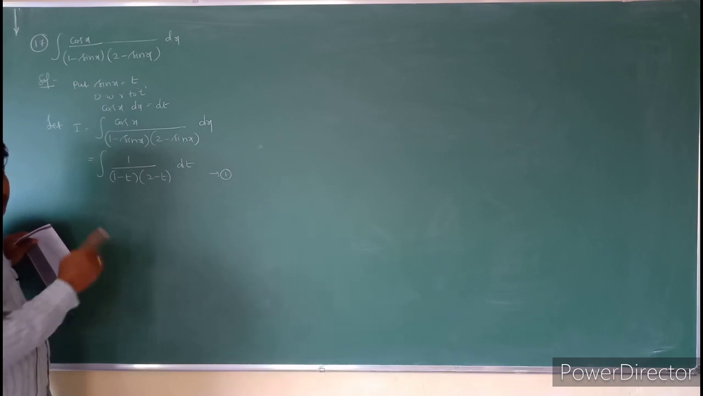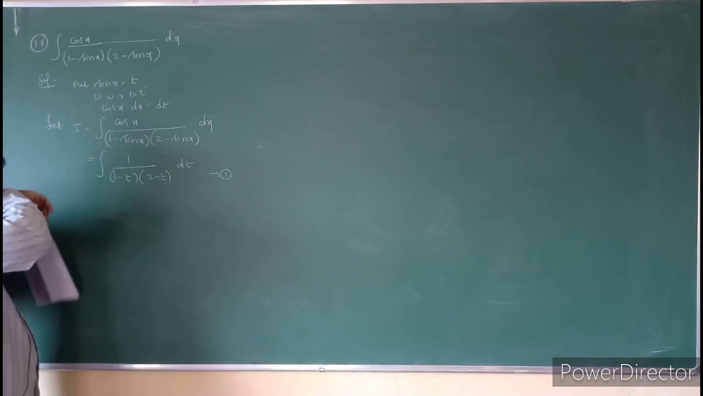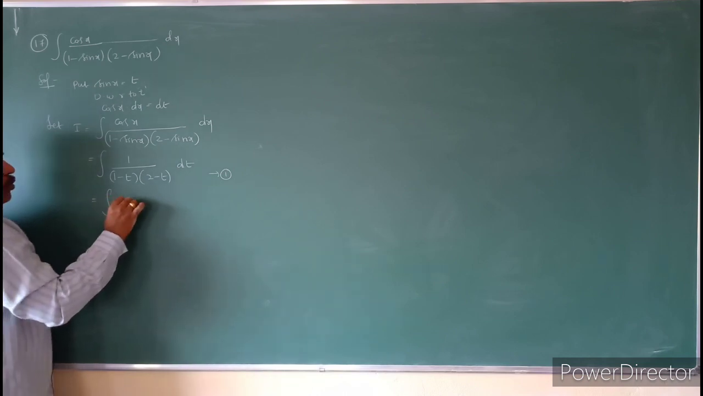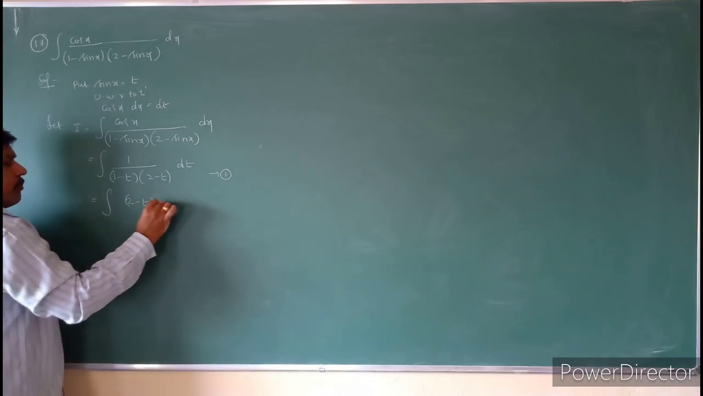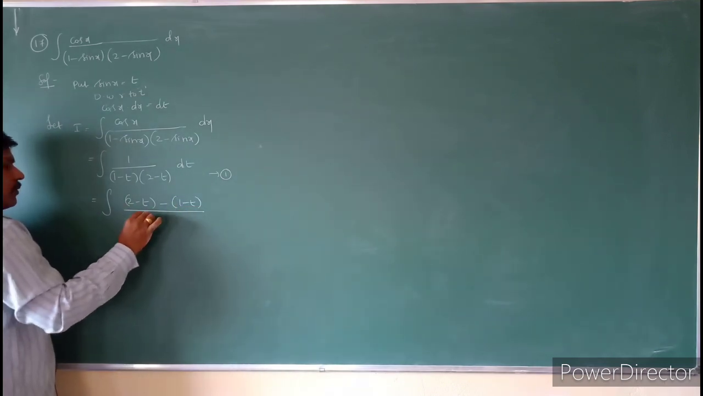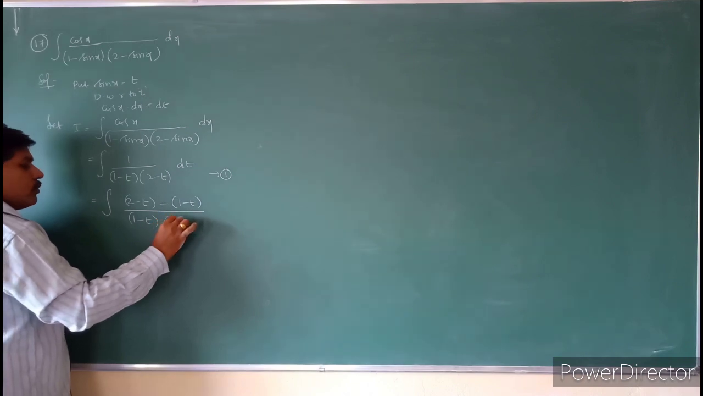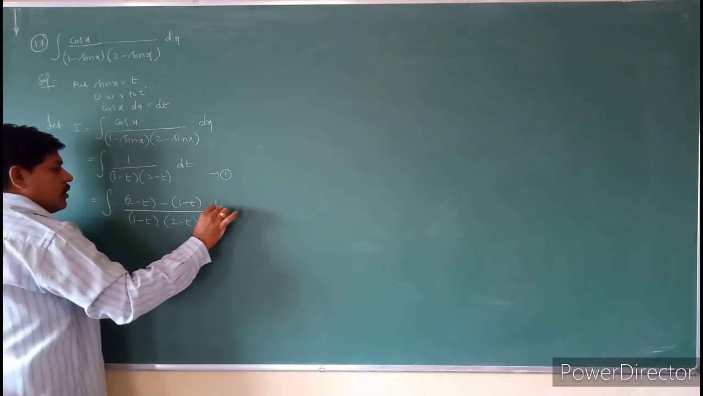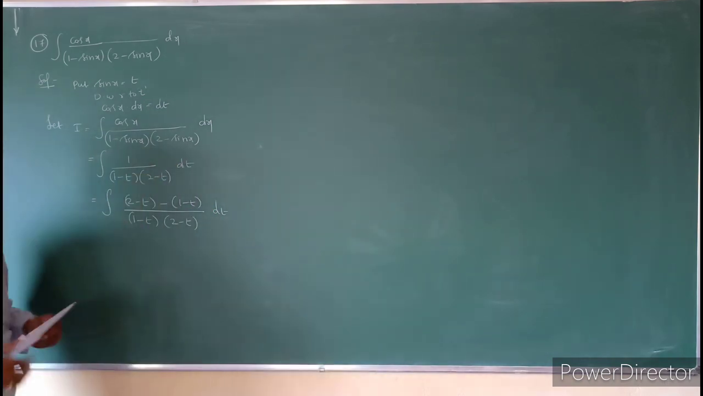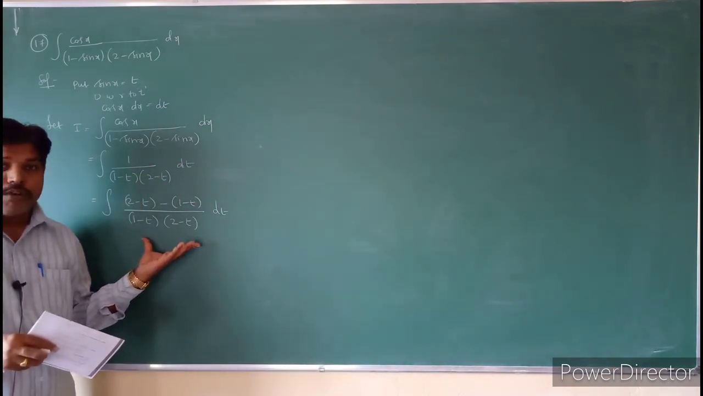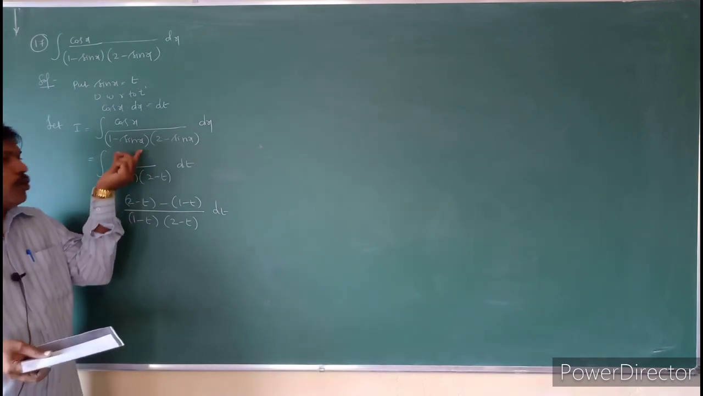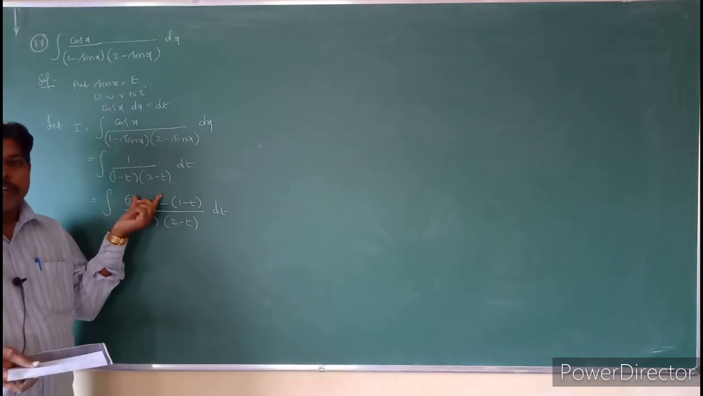Without using the partial fractions we can do this problem. So that's why what I will do is this: integral of (2 minus t) minus (1 minus t) by (1 minus t) into (2 minus t) into dt. Do you understand that? Without using the partial fractions we can do this problem. If you can understand that the difference of these two is 1 in the numerator, so we can take the problem like this.